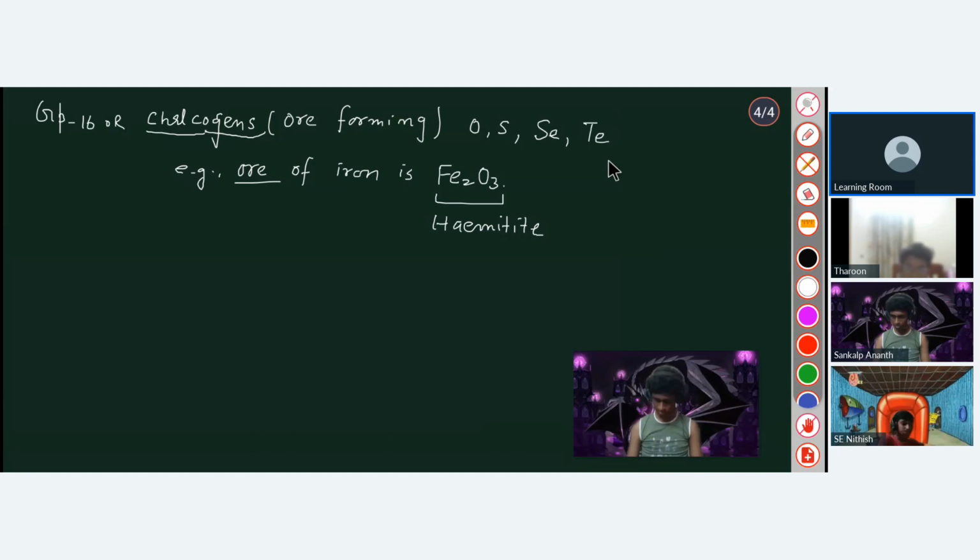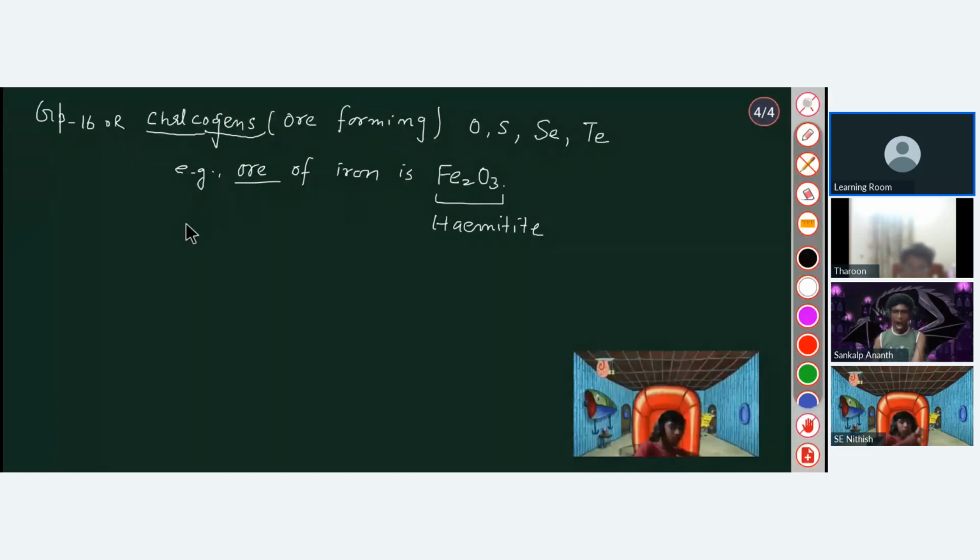They just form the ore. When they react with the metals, they form the ore. For example, hematite is the ore of iron. Formula is Fe2O3. Similarly, if I talk of the ore of aluminum, can anybody tell me what is the ore of aluminum?